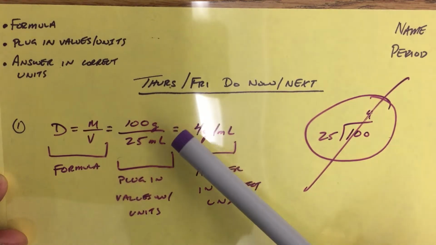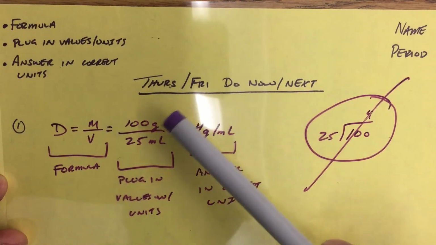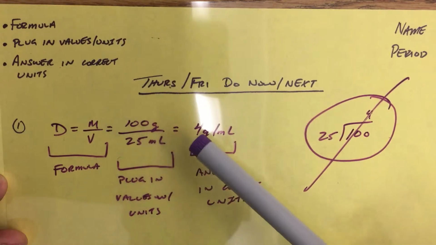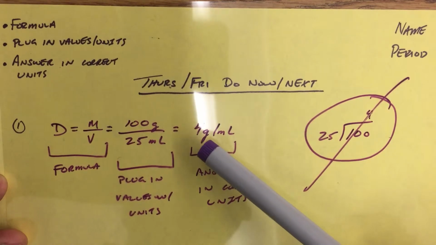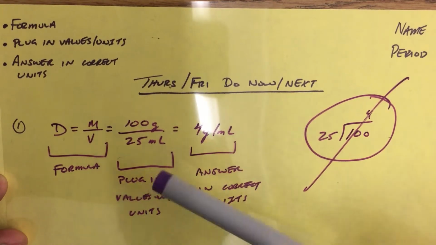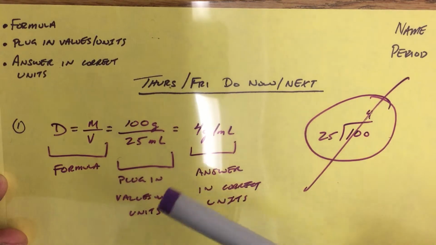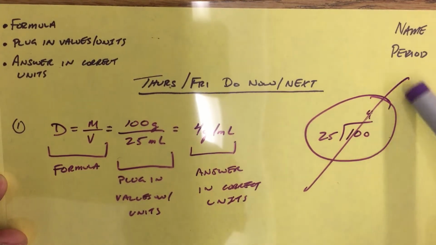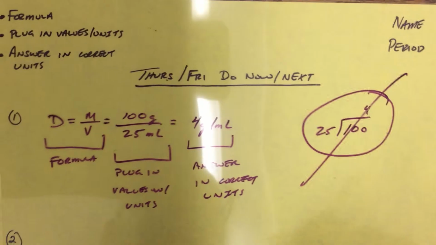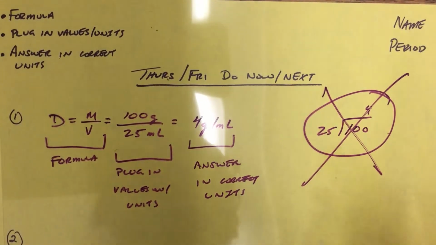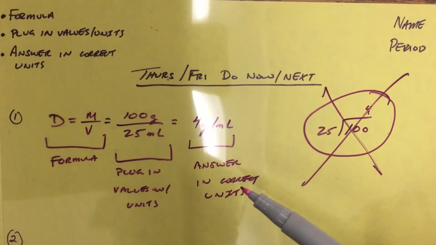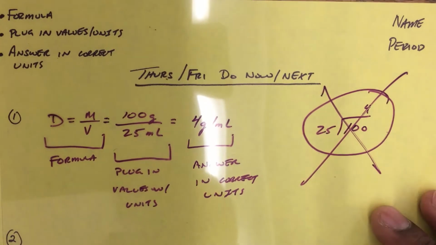And then you can use a calculator to do the math if it's a problem that you can't do in your head. 100 divided by 25 is 4. And then our answer needs to be in correct units. So we see here we have 4 grams per milliliter, which would be the correct units for this problem. What I do not want to see on this yellow paper is your computation. Okay, I don't want to see this. Do this in your workbook. All I want to see on this paper is a formula, plug in the values with the units. Okay, and I want to see your answer in the correct units. All right, any stuff like this, do it on your white paper.